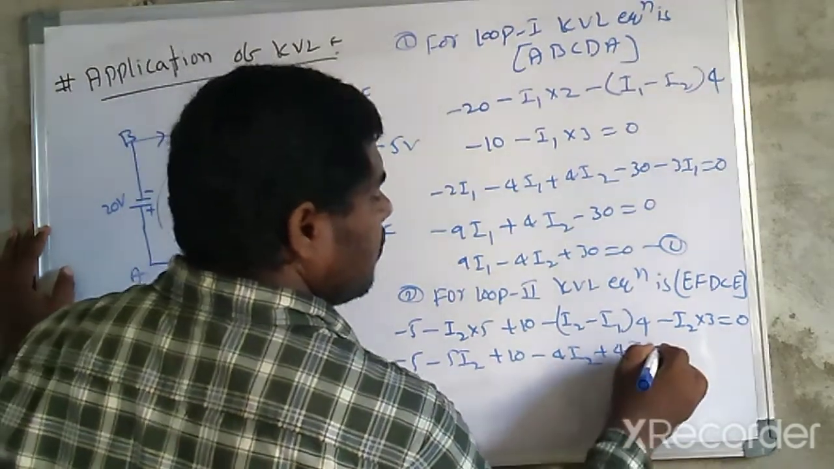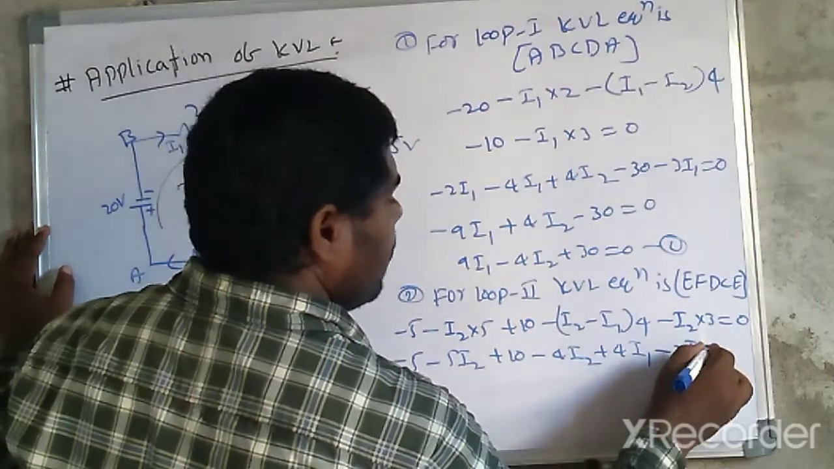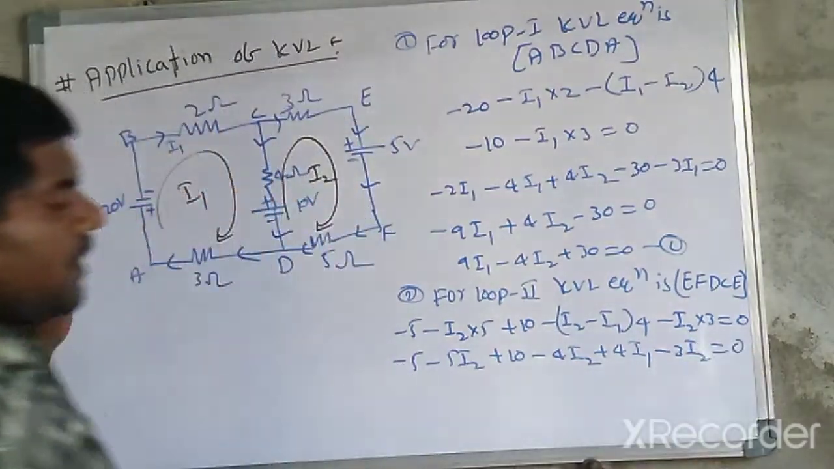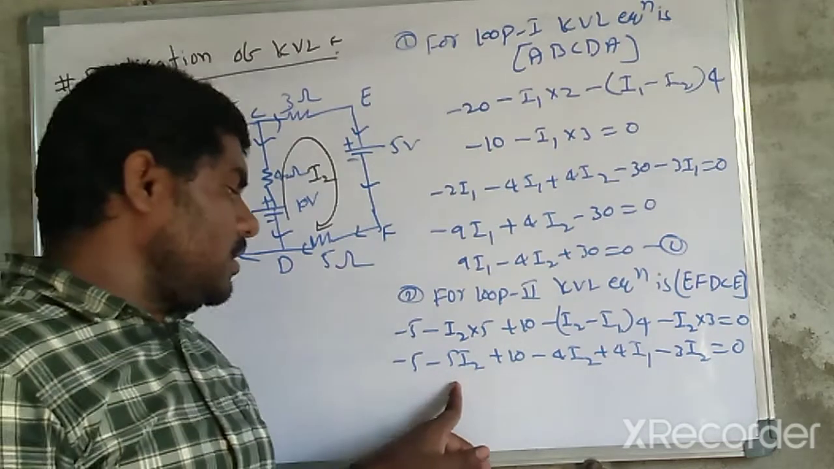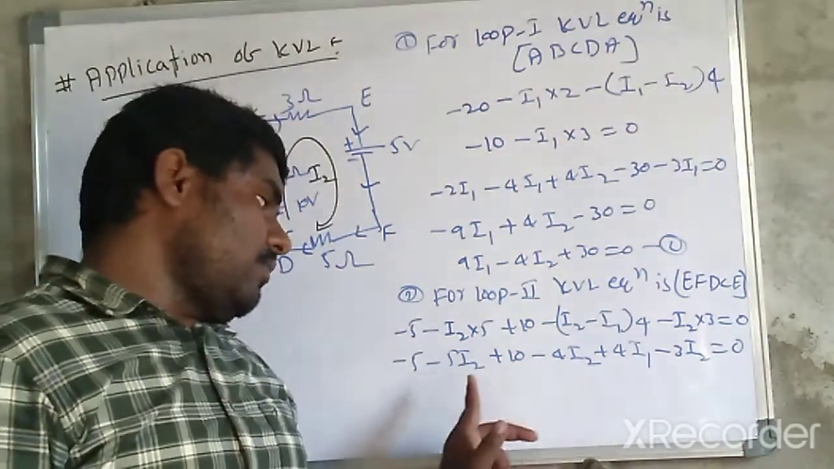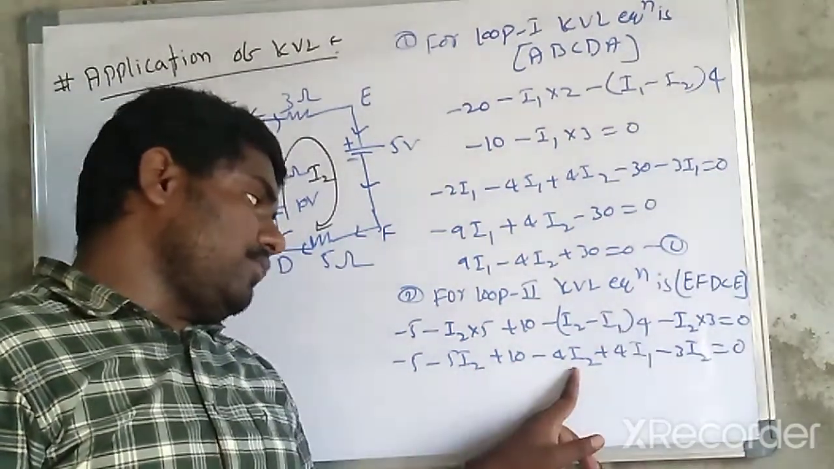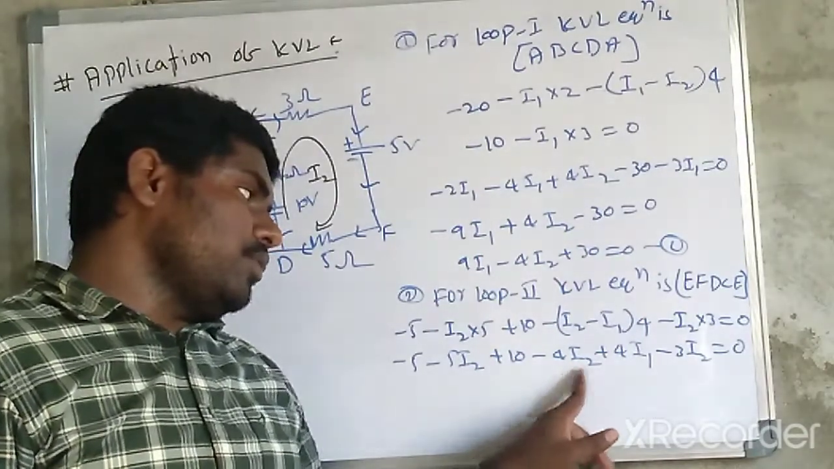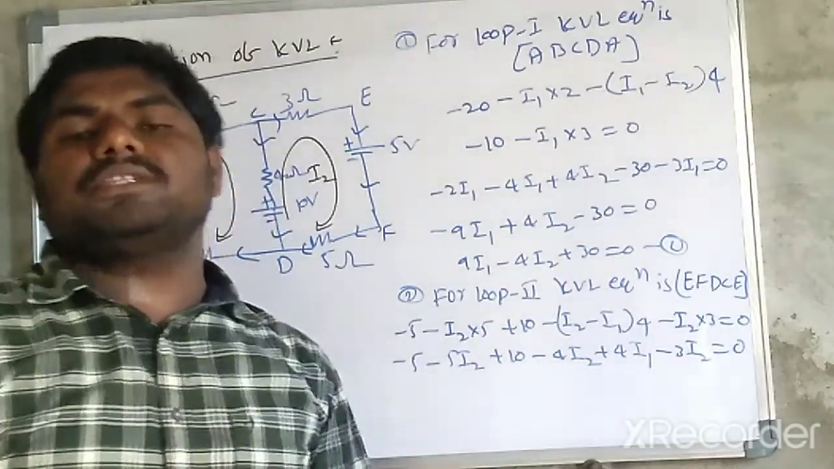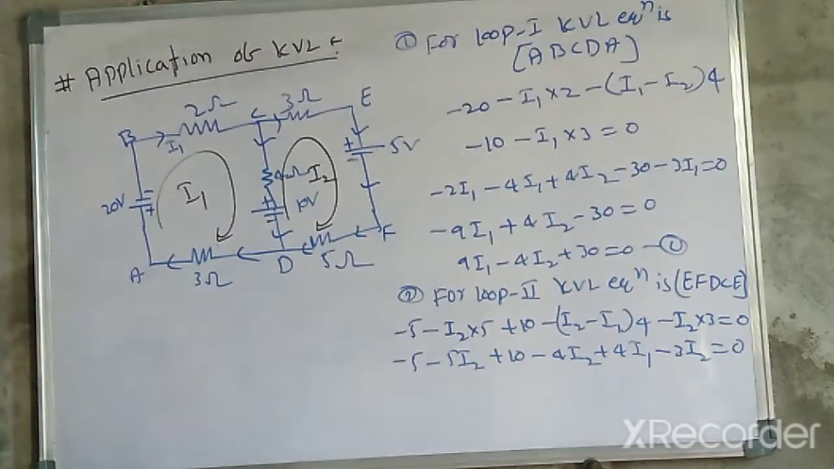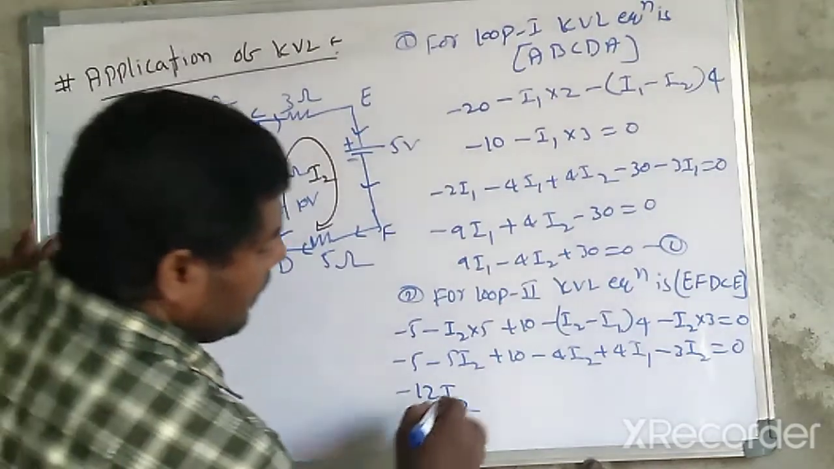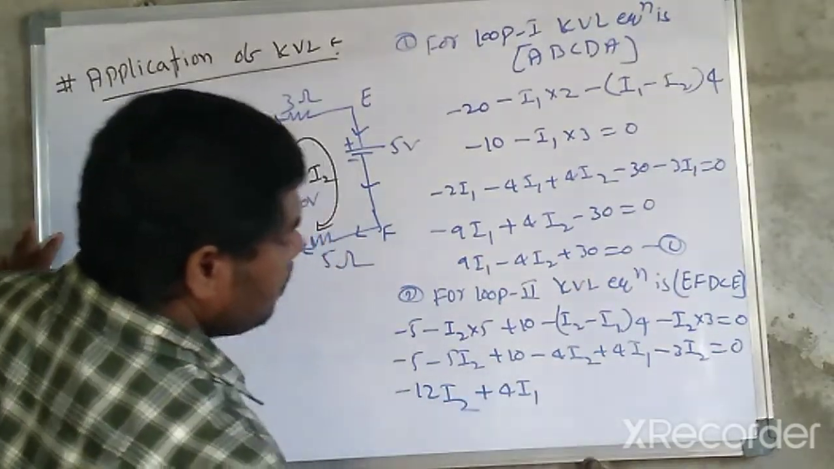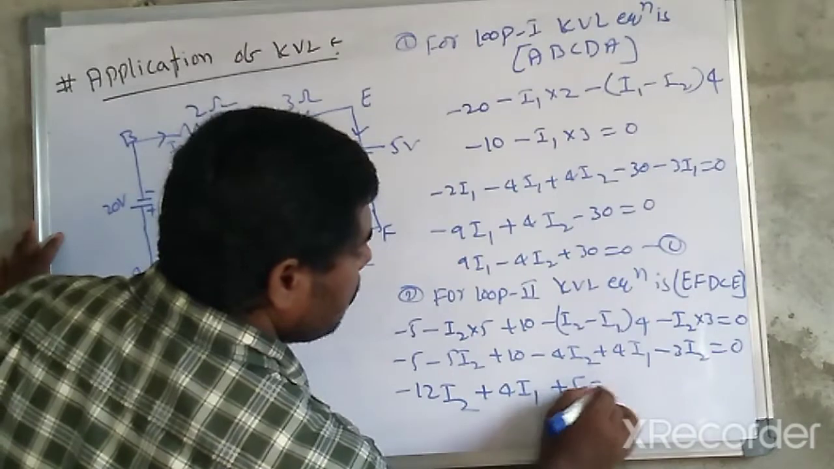So here, minus 3 I2 is equal to 0. Here is the final equation. You get minus 5 I2 minus 4 I2, which is minus 9 I2, and minus 3 I2 gives minus 12 I2. So minus 12 I2 plus 4 I1 plus 5 is equal to 0.